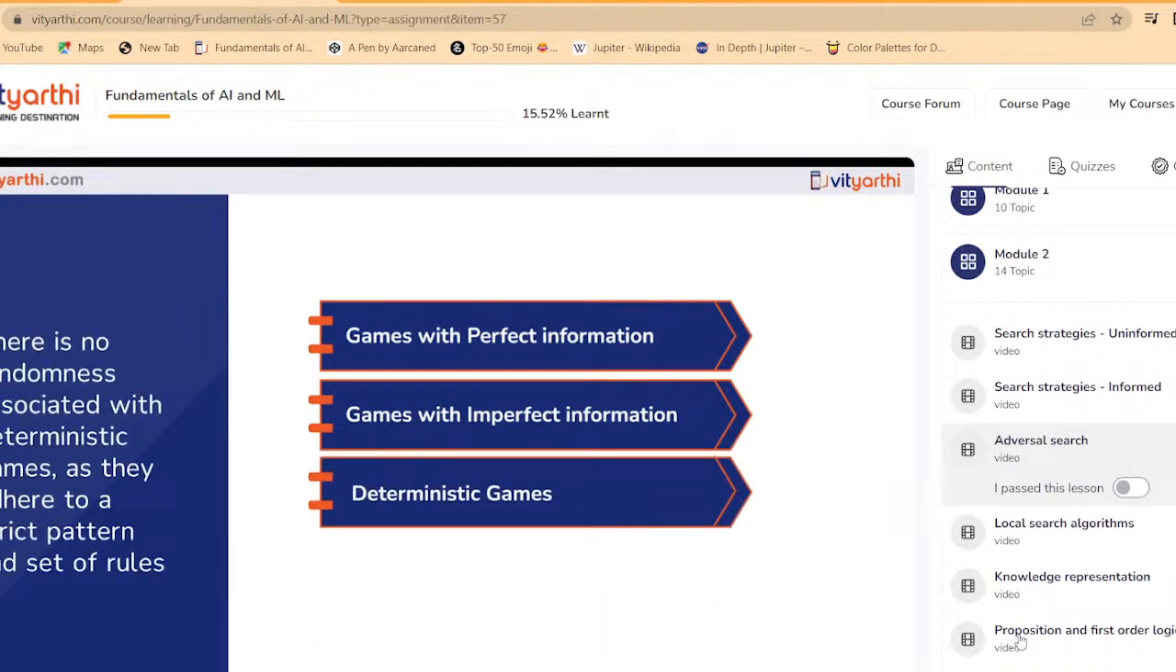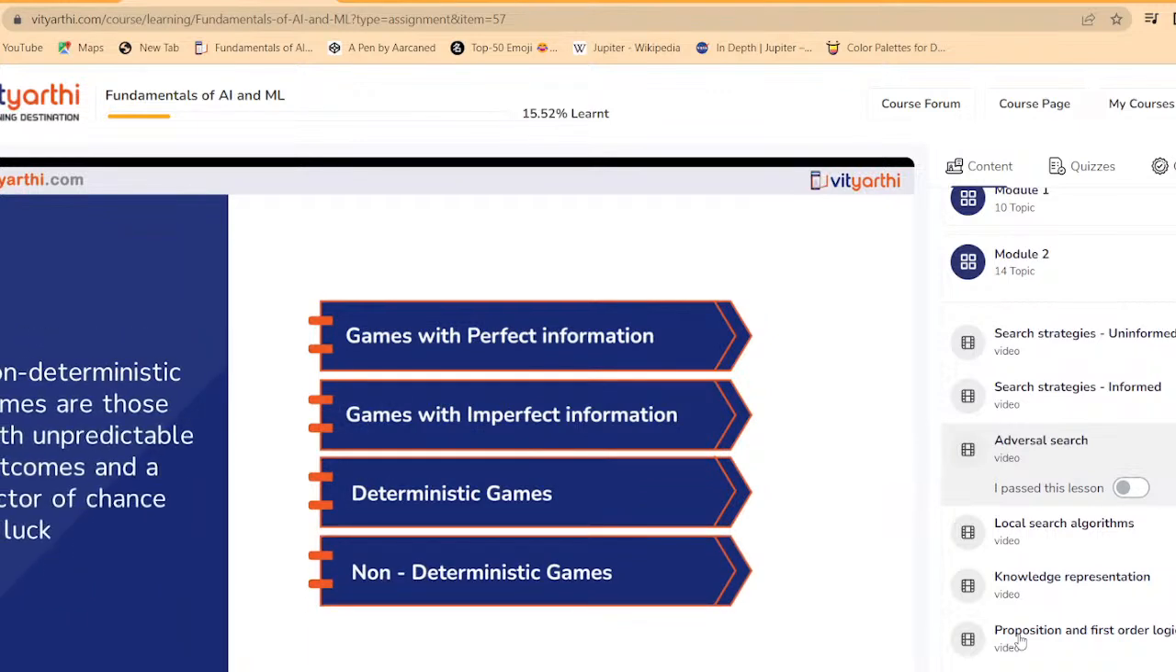The third one is deterministic games. There is no randomness associated with the deterministic games, as they adhere to a strict pattern and set of rules like chess, checkers, and etc.